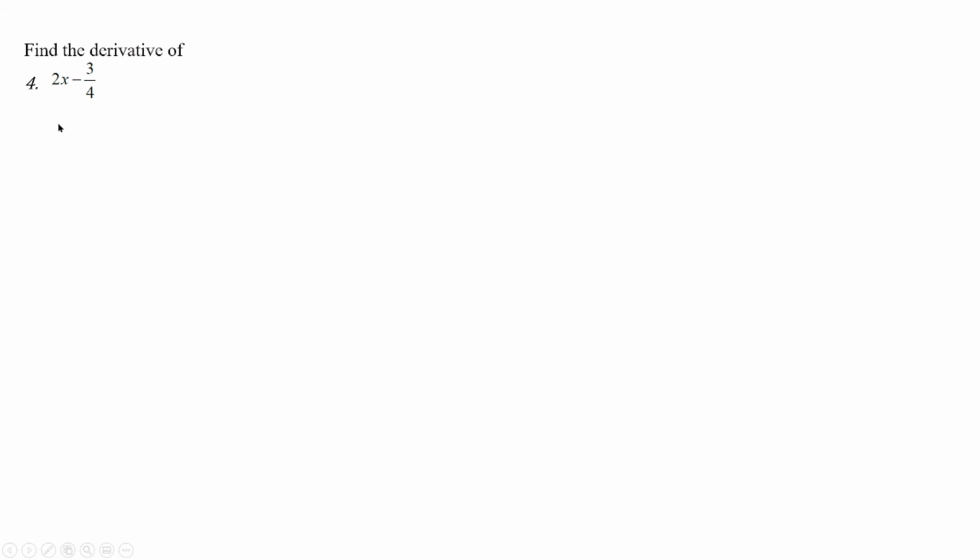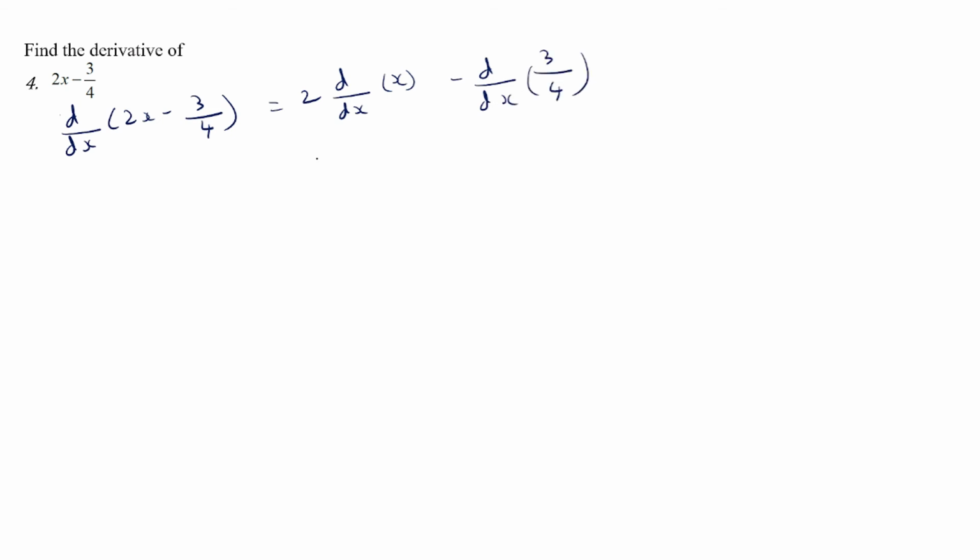Next question, 2x minus 3 by 4. D by dx of 2x minus 3 by 4 is equal to 2 into derivative of x minus derivative of 3 by 4. So derivative of x is 1, since it is 1 into x raised to 1 minus 1. Minus derivative of a constant is 0. So this is equal to 2. So the derivative of 2x minus 3 by 4 is 2.